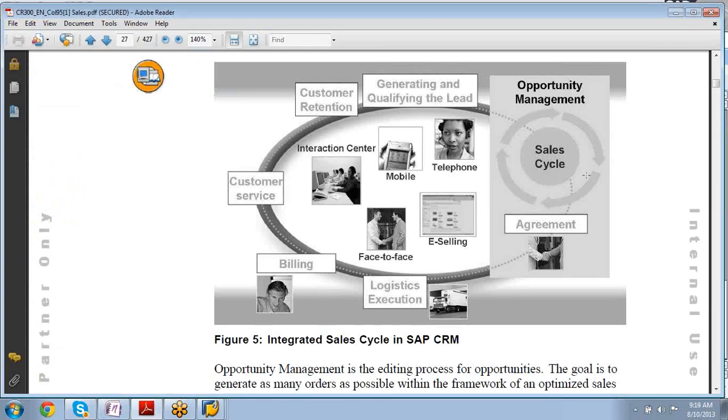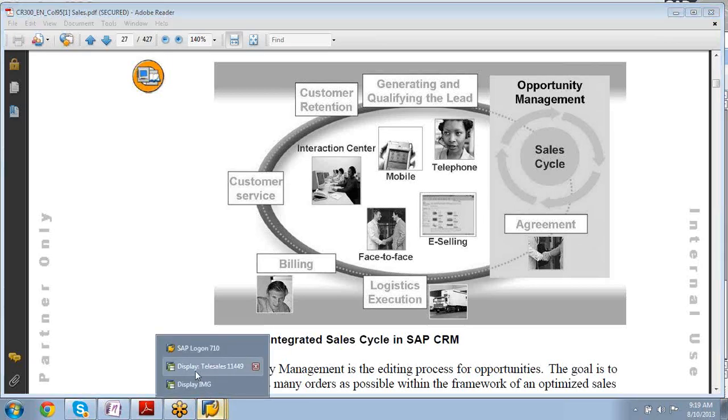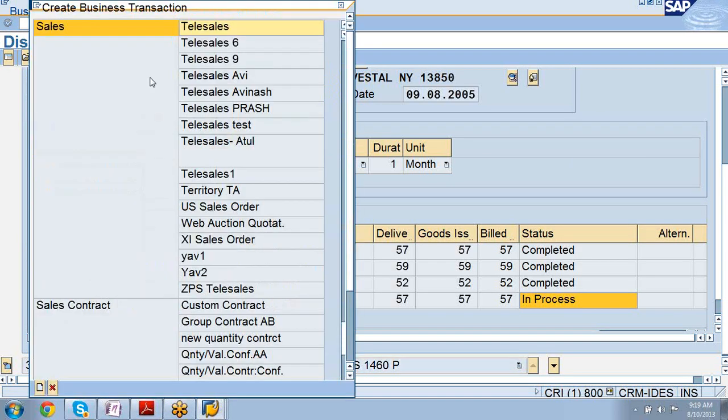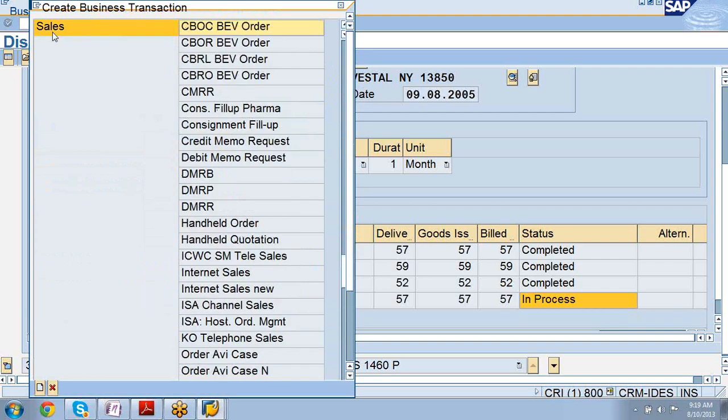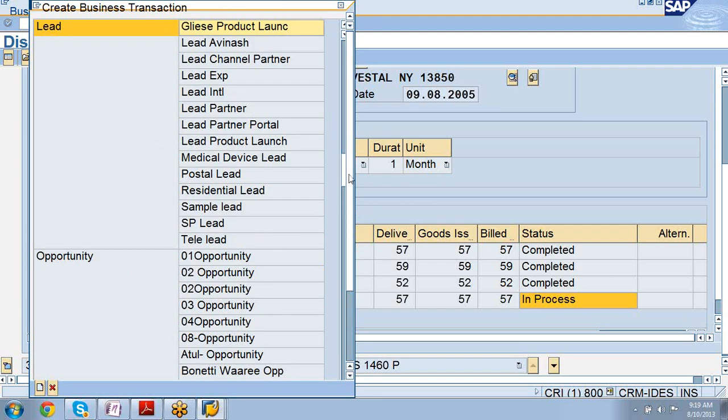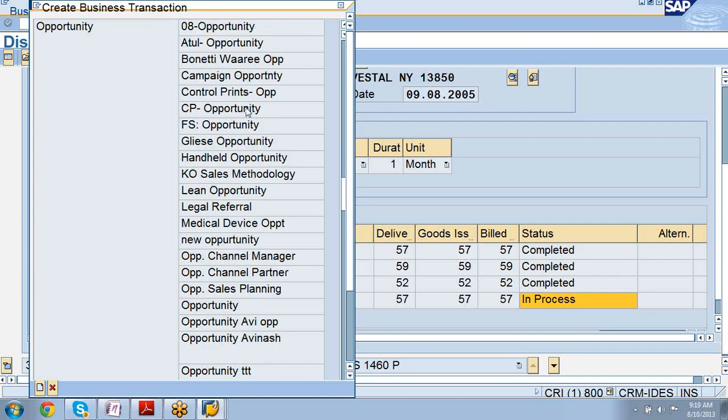So if you can see this, opportunity management is a sales cycle. When I go to my business transaction screen, opportunity is a business transaction, obviously. Then you can see these are all business transaction categories. Opportunity is given a separate location after the lead.